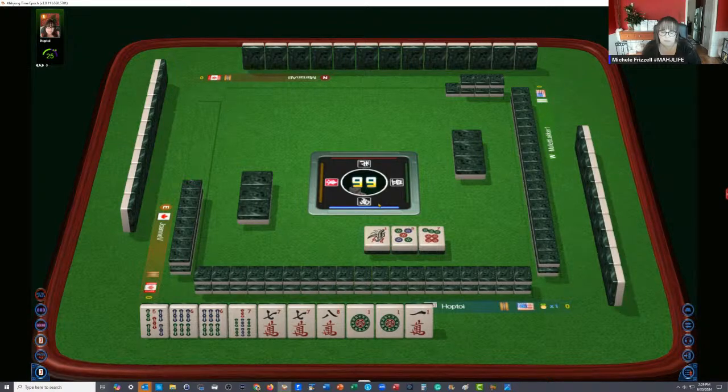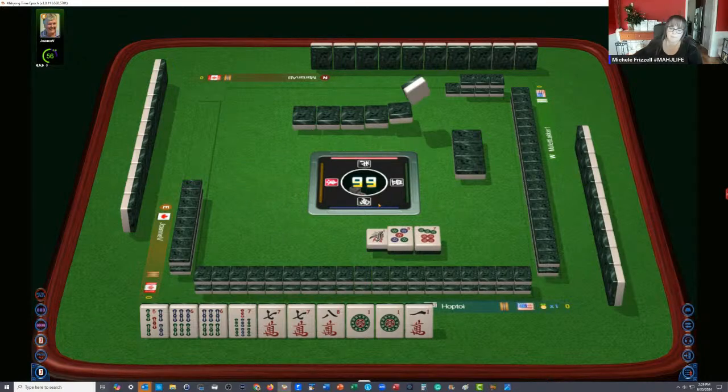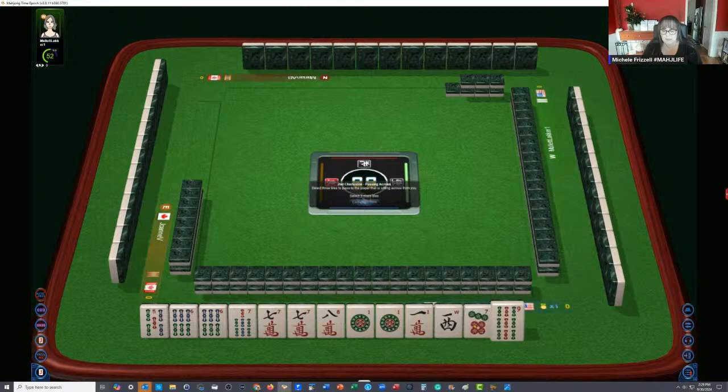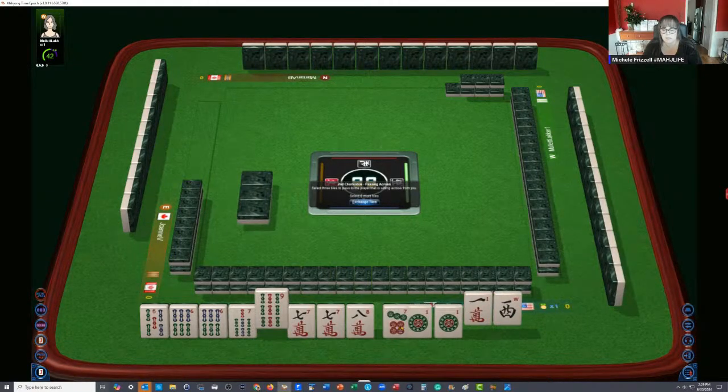6, 7, 8. Let's see. 5, 6, 7. 5, 6, 7, 8 of some kind. Okay, so we got a 7 and a 9. Let's see here. 6 dot or 6 bam. We need to be able to pass. So let's just keep it going.